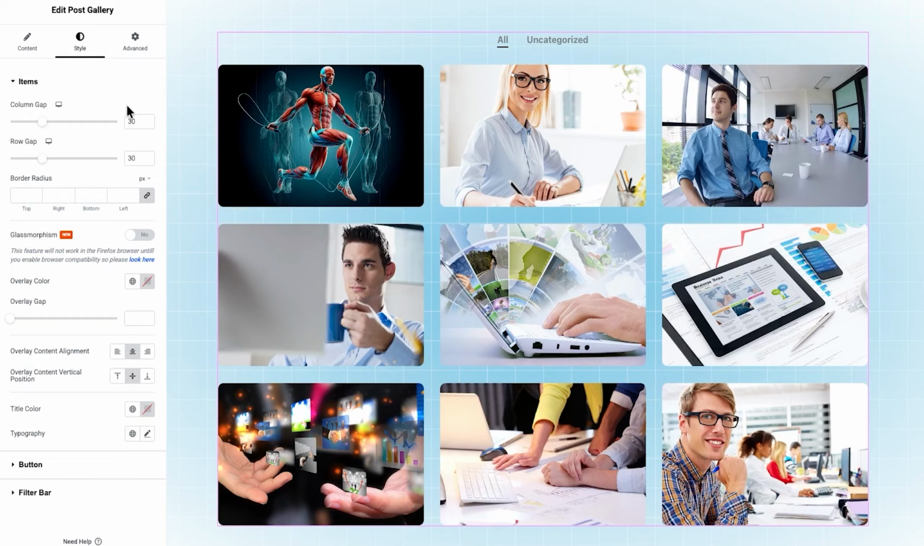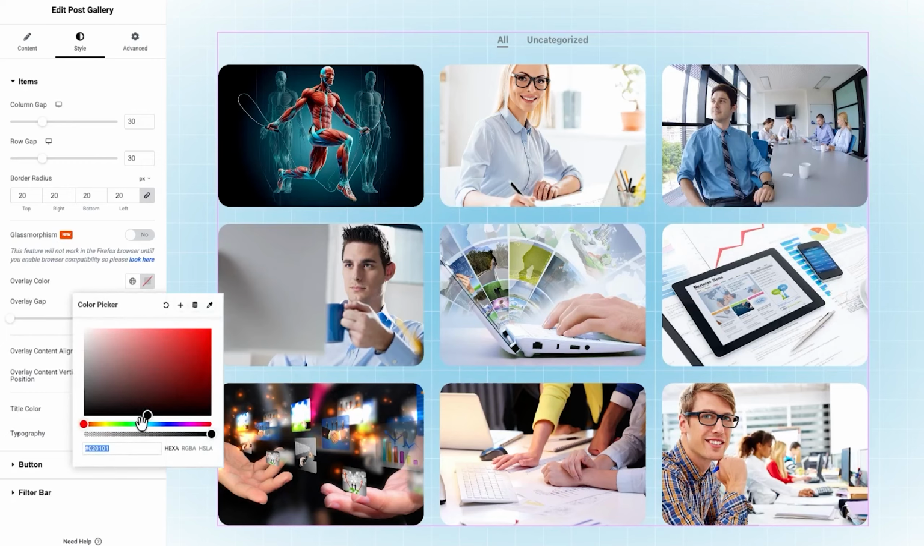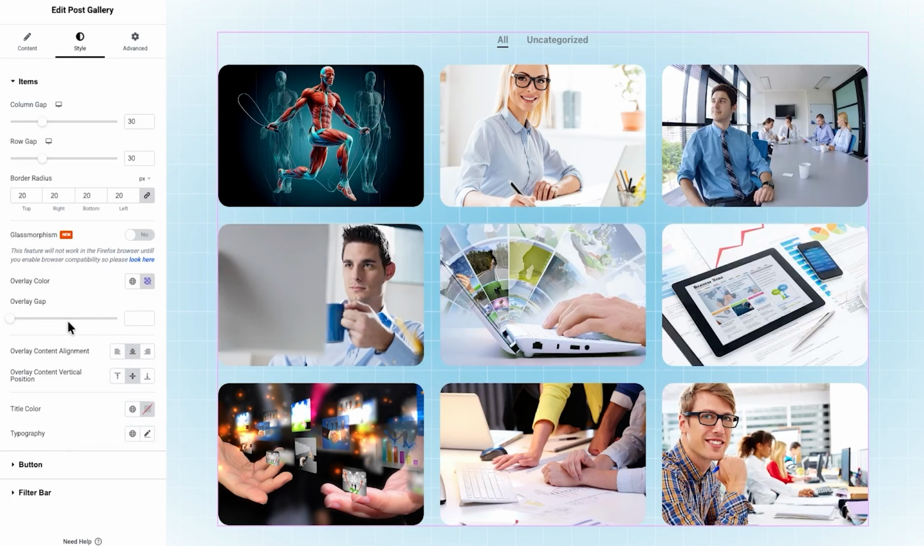The Items section lets you adjust column and row gaps to manage spacing, as well as the border radius to soften corners or create sharper, more modern edges. You can enable glass morphism for a sleek, frosted overlay effect. You also have controls for overlay color, overlay gap, content alignment, vertical spacing, title color, and typography, allowing you to match the widget to your site's exact aesthetic.